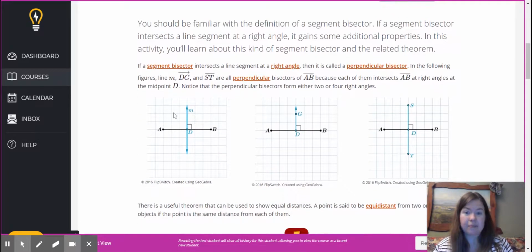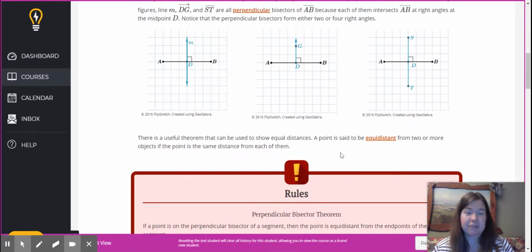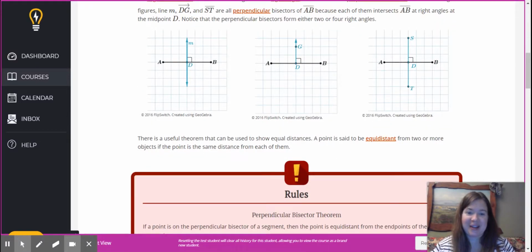So you have all these examples here. You have this one here that is a line that bisects AB. This is a ray that is a perpendicular bisector to AB. And then this is a segment bisecting the segment, being the perpendicular bisector of that segment.